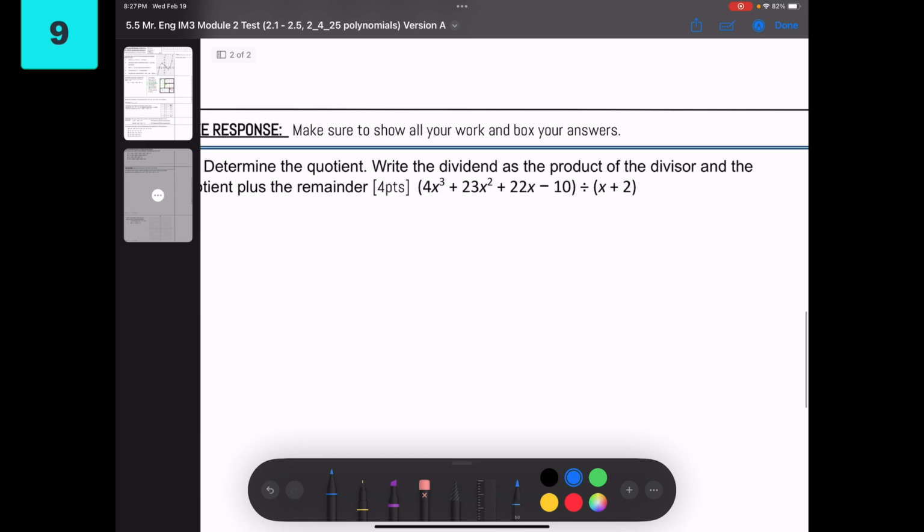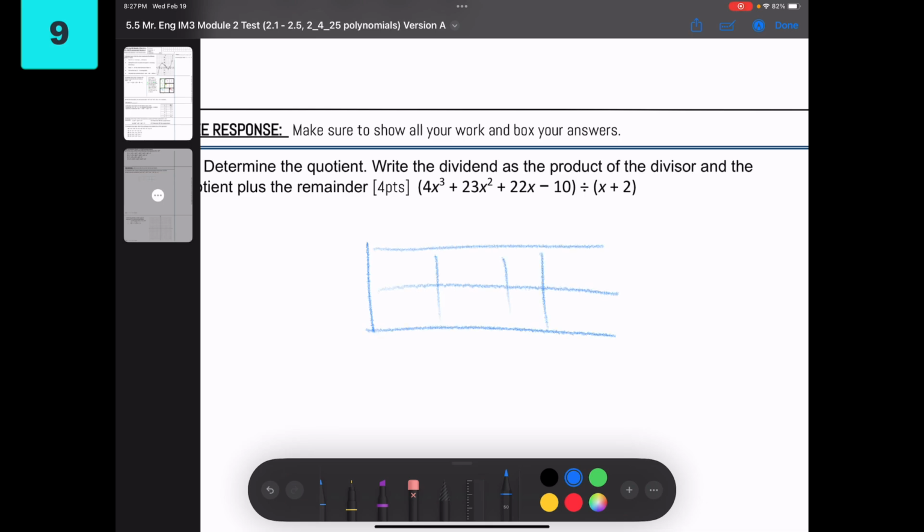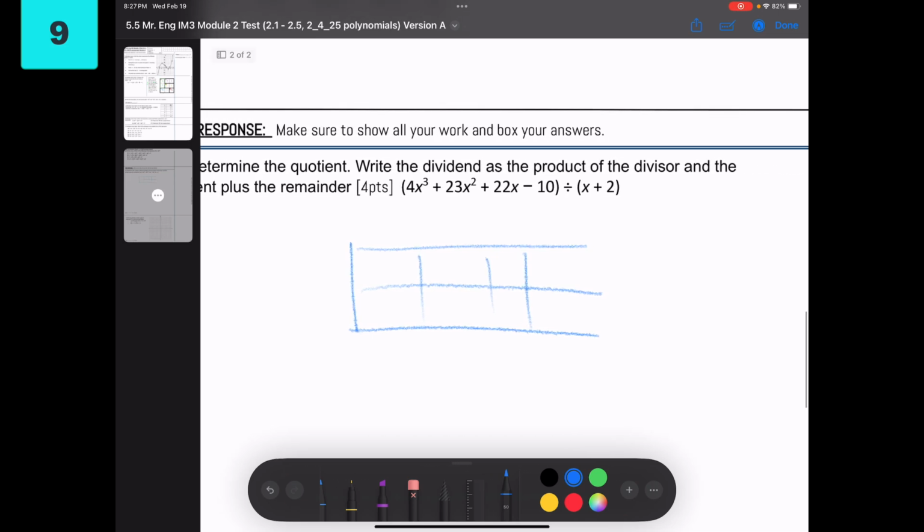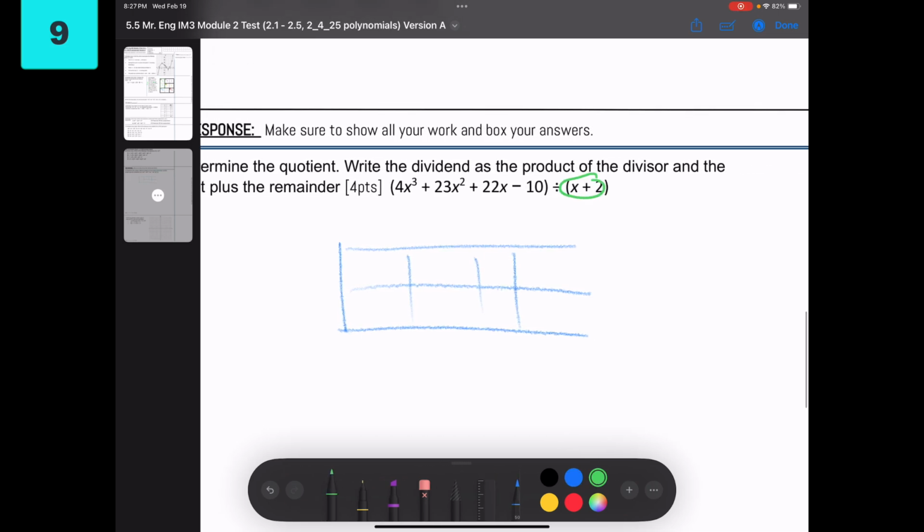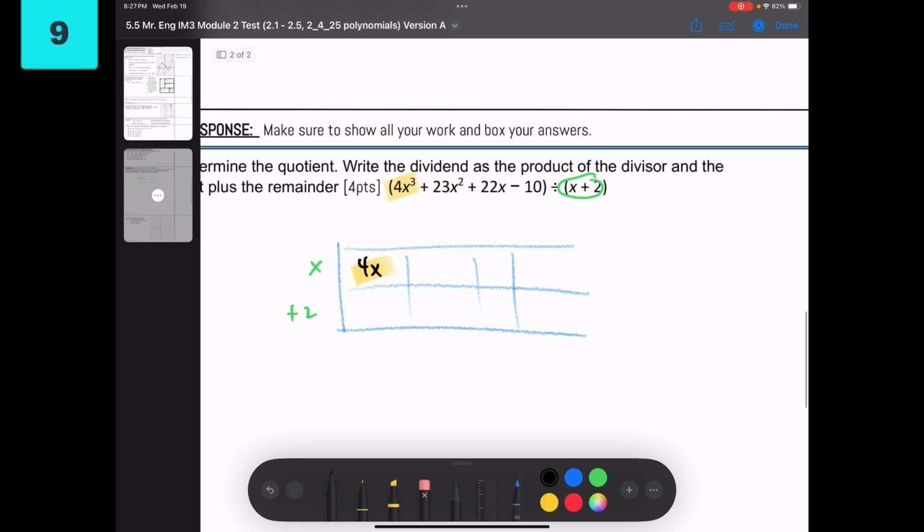I wanted to go through this one using the box method for division. So x plus 2 is going to go out here. And I'm going to make a big deal about this. 4x to the third, that one goes right there. So now I'm going to multiply there on the outside. This will have to become a 4x squared. 4x squared times 2 is 8x squared.